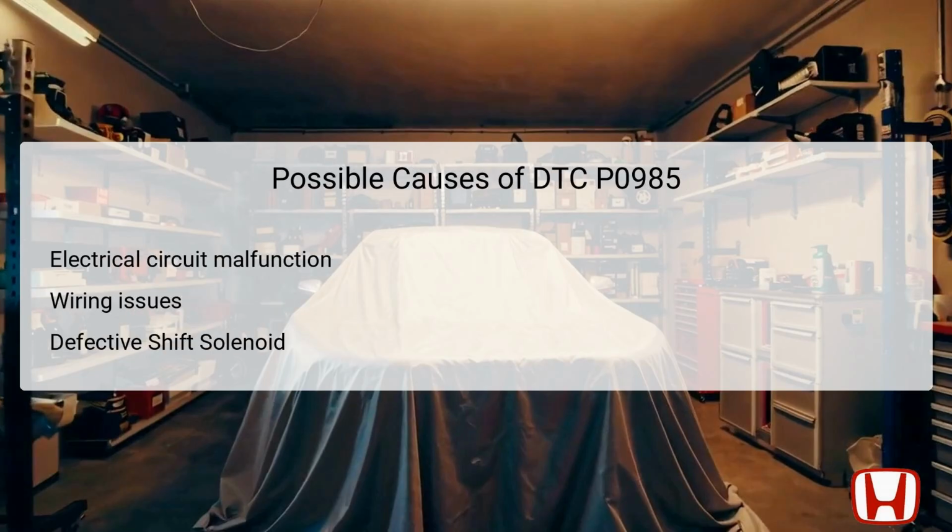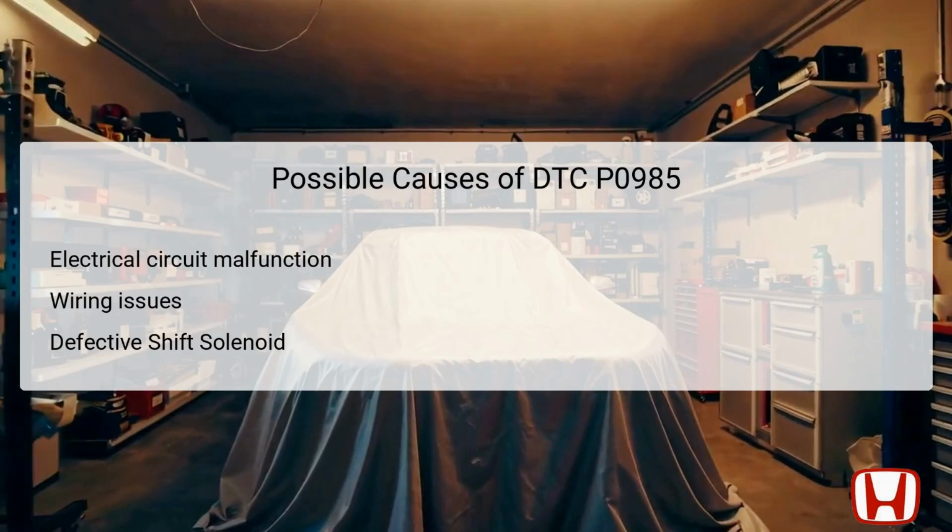DTC P0985 can arise from several potential causes, which, if not thoroughly investigated, can complicate the repair process. The most common cause is an electrical circuit malfunction, which involves improper connections or shorts within the wiring harness linked to Shift Solenoid Valve E.